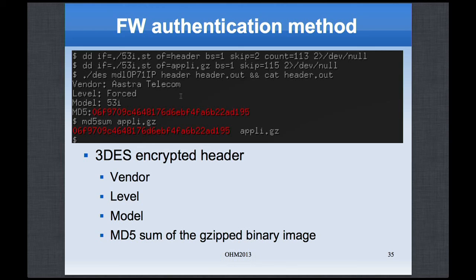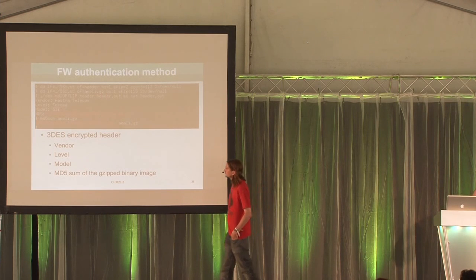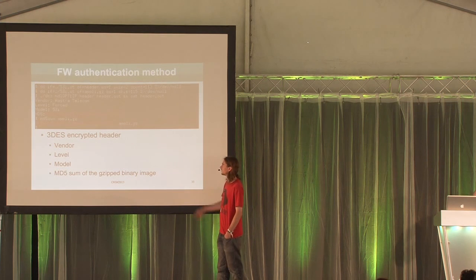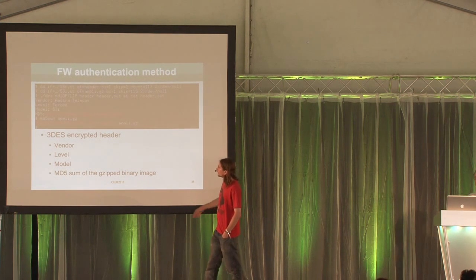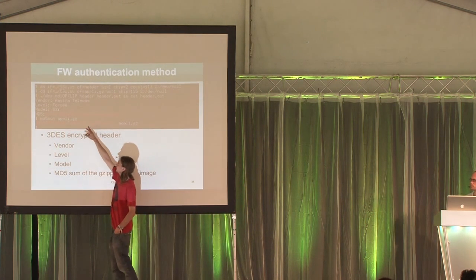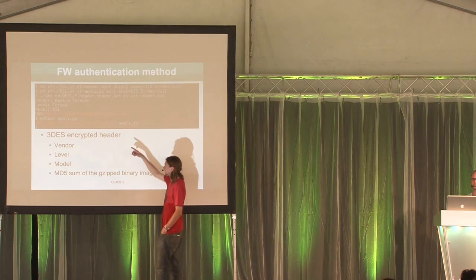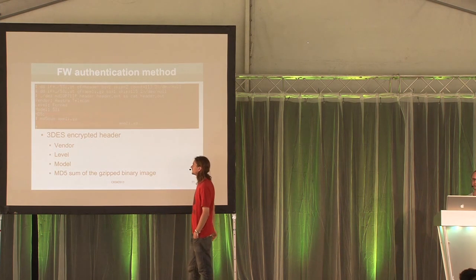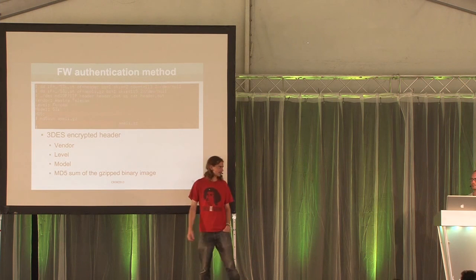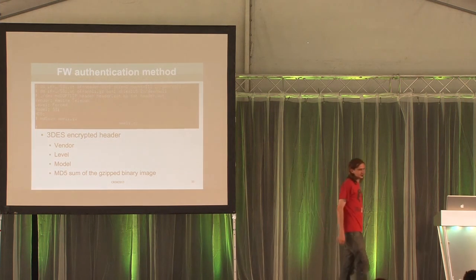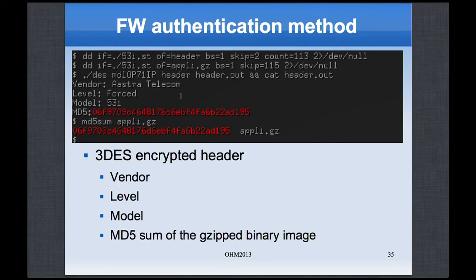So now, with DD, we just split the firmware update we had, and we decode with the triple DES implementation we found and the key we found later. And we get this clear text, and the MD5 sum is of the gzipped image, actually. So it's some kind of validation of the firmware.